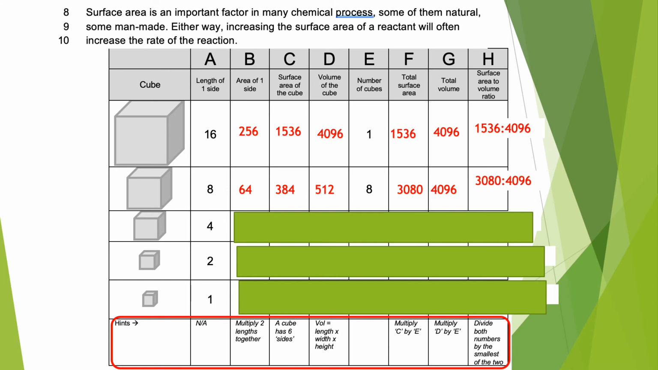Right. So for the rest of them, I want you to try them by themselves, all right? The last 3 rows, you're going to do by yourselves, and you're going to let me know how it comes out, okay? Use the hints at the very bottom there. The ones in the red box tell you basically how to do each column. So for column B, you want to multiply the 2 lengths together. Column C, you're going to multiply the area by 6, okay, and all the way through to column H.